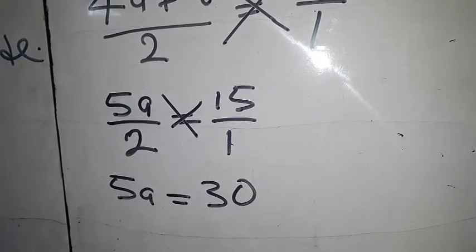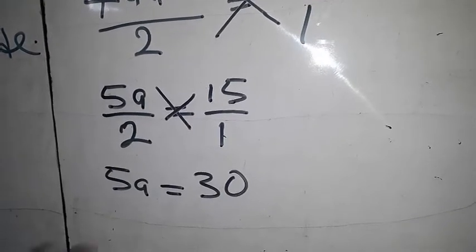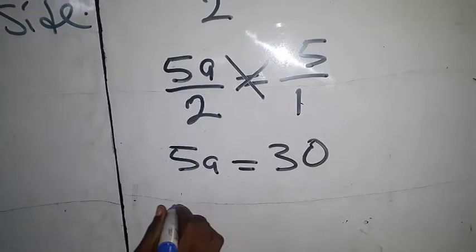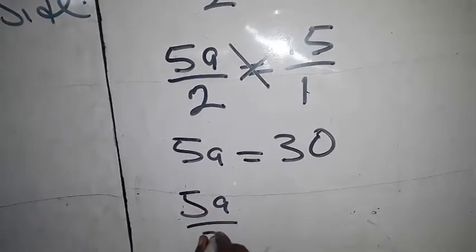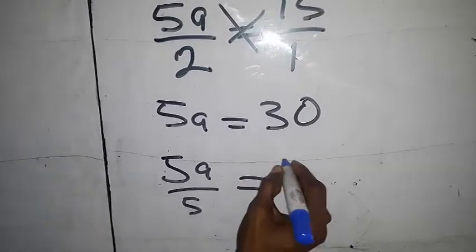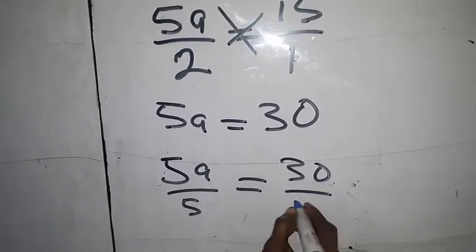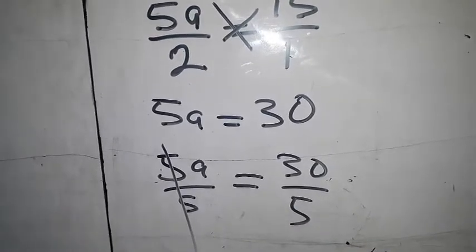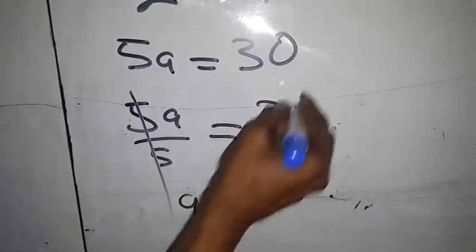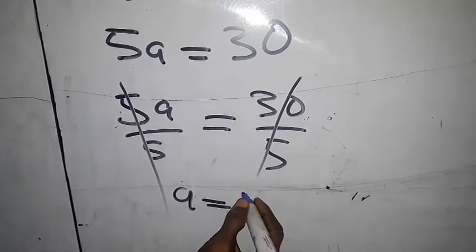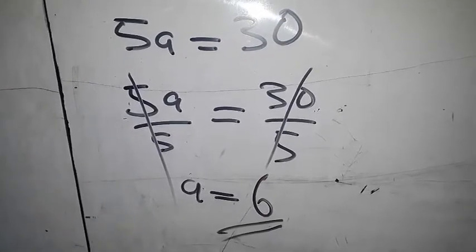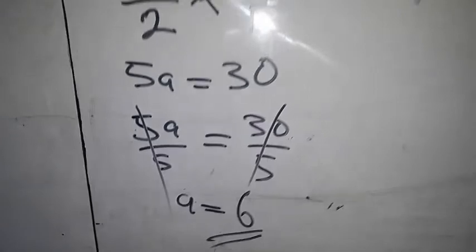So remember what we always say. What we always say is that we find the coefficient of a here, which is going to be 5a over 5 equals, divide both sides by the coefficient of a. It's going to give you 30 all over 5 also. This cancels that. A remains on its own, while this cancels that, you now have your 6. So that's the value for that aspect now.